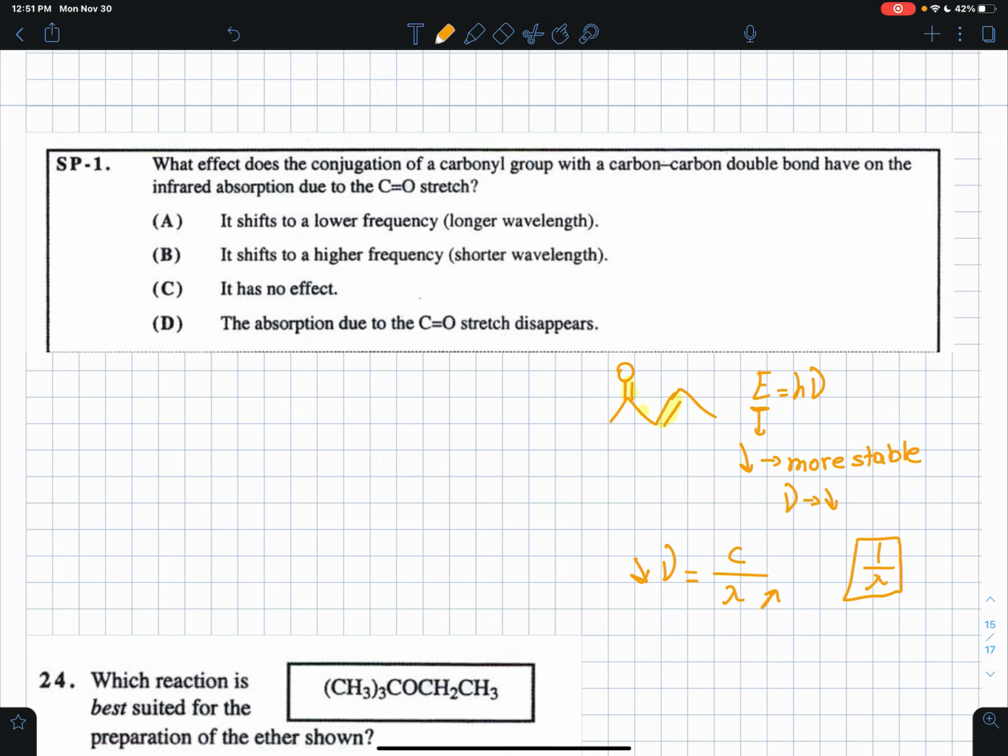Anyways, so if we look at this problem, they ask us about the frequency, right? So something that is more stable, we said it has a lower energy because it's more stable, so the frequency is lower. So the first one says it shifts to a lower frequency, which we did correctly. And it says we'll have a longer wavelength, which also matches with our second formula. So as the frequency decreases, the wavelength increases because of that inversely proportional relationship. So the answer would be A.